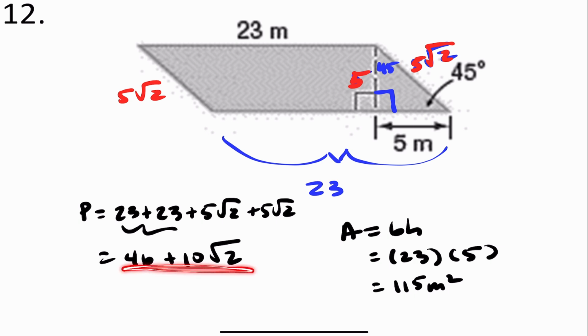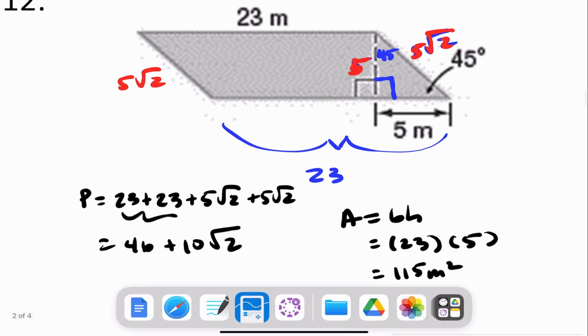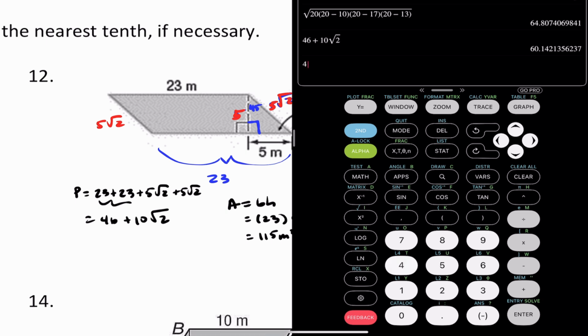So this you need to put into your calculator. You can't just say it's 56 root 2. You actually have to put these numbers into your calculator, and you're definitely going to get a decimal for your answer in terms of the perimeter. So 46, which I already did on the calculator, plus 10 times the square root of 2 is 60.1, approximately. So this is approximately 60.1 what? Meters. Okay, we just write meters because we're dealing with perimeter.